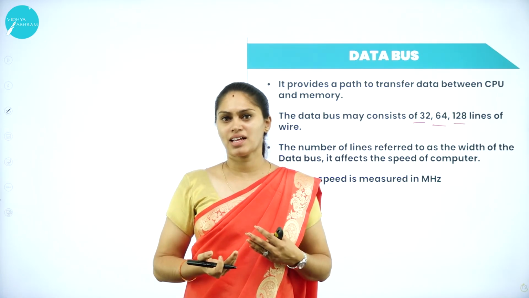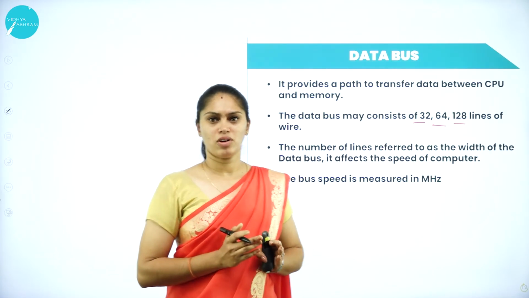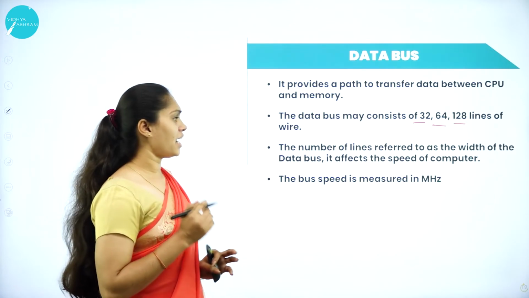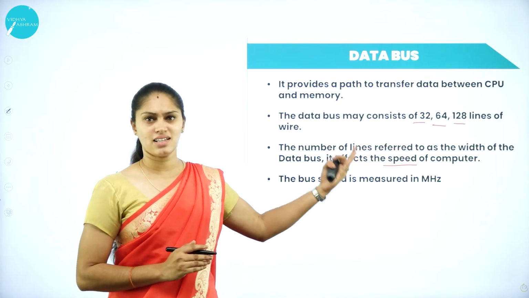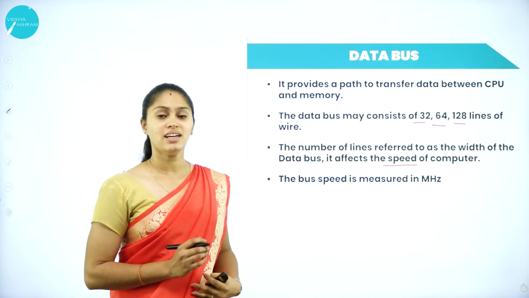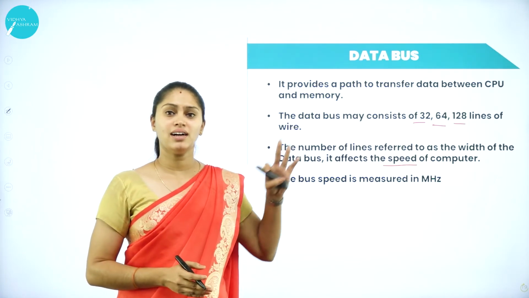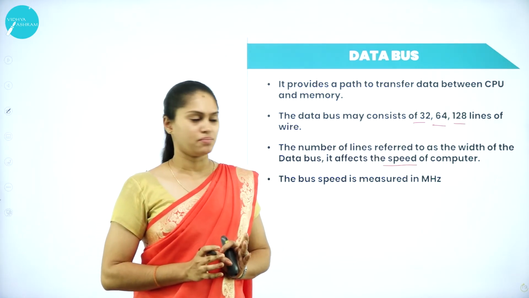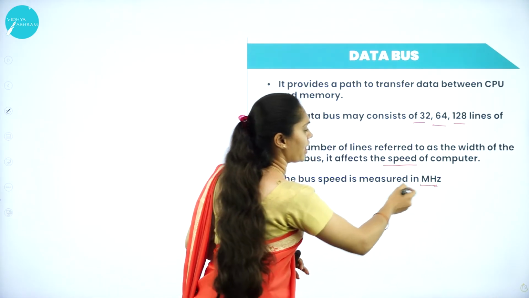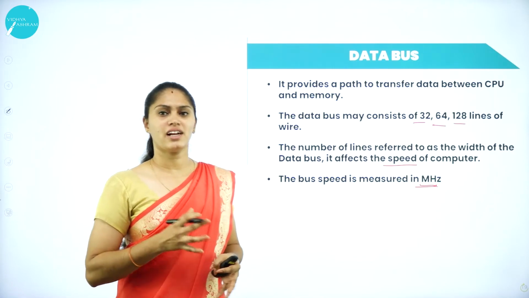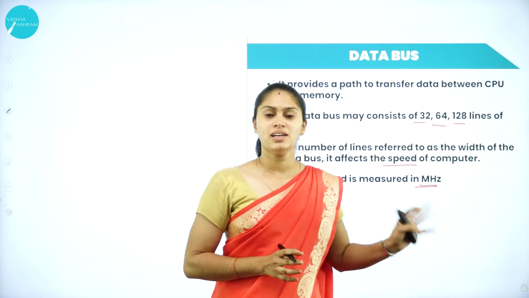More data can be transferred between the CPU and memory at a particular instance of time, and it affects the speed. As I told, if the number of lines increases, then it also increases the speed of data transfer between the memory and the computer system. So this bus speed is measured in megahertz. Okay, it's all about the data bus.